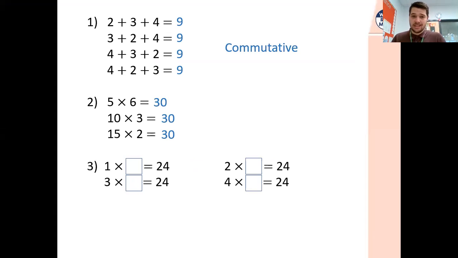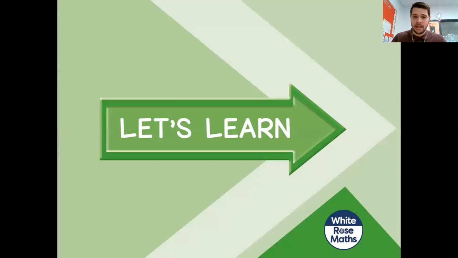5 times 6 equals 30, as does 10 times 3 equal 30, and the product of 15 and 2 is also 30. And we have some quick times tables equations there that also have the product of 24, even though we use a range of different numbers, different factors of 24, that makes them.